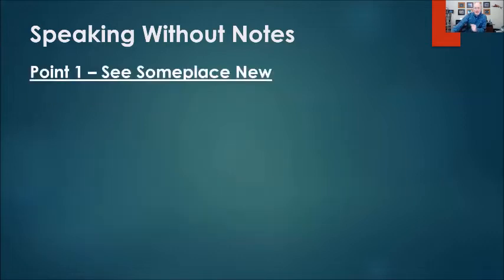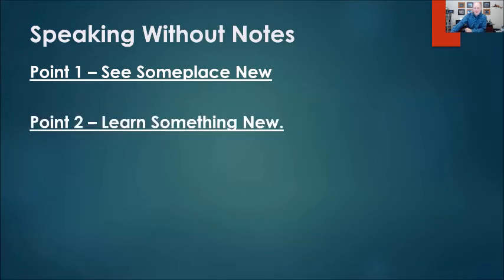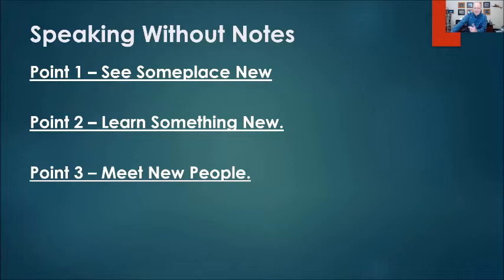The first point is I want to see someplace new. Excuse me. I got ahead of myself. The first point is I want to see something new. The second point is I want to learn something new. And the third thing is I want to meet some new people. That's what I'm looking for in a vacation. Now I just set up the basic flow of the speech.